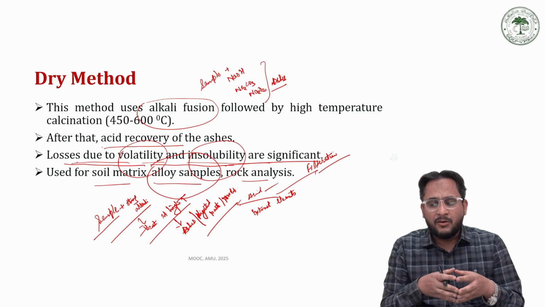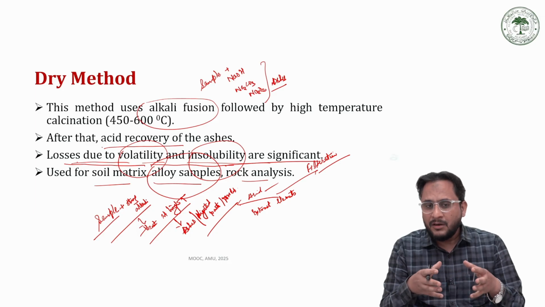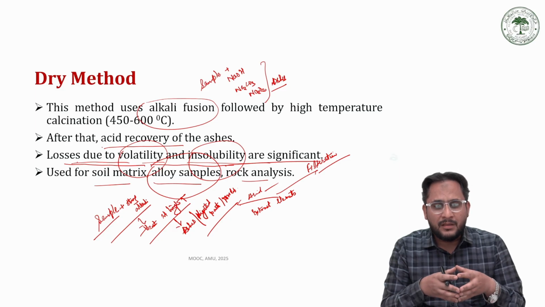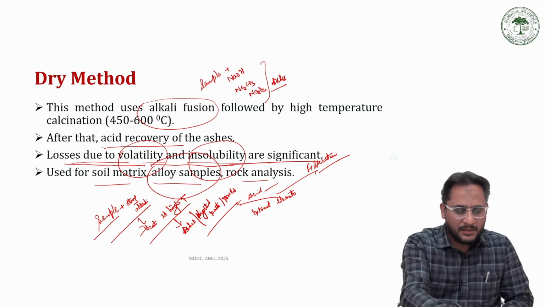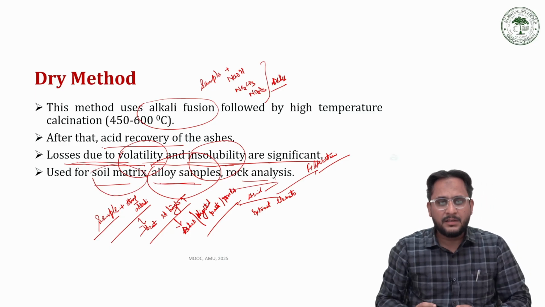Although we can detect these low concentrations because the instrument is very sensitive and we have very good detection limits, of course the quantitative analysis is compromised. We cannot rely on those results for quantitative analysis. So as I said, this technique is very useful for soil matrix, alloy samples and rock analysis.